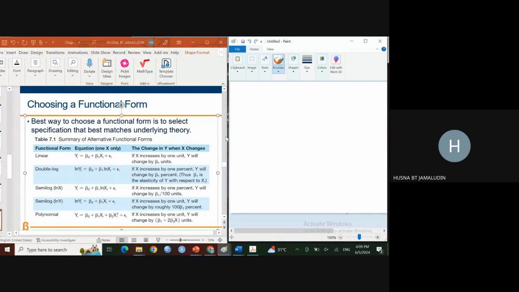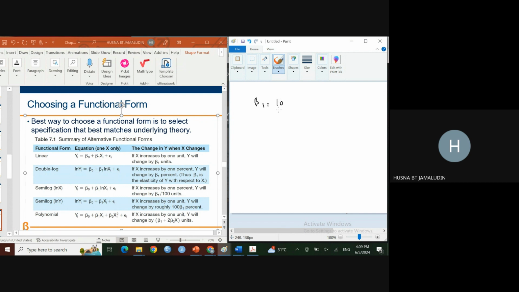So we are talking about semilog when your dependent is log y. So your beta 1 in this case equals, let's just assume the value of 10, the same thing. How do we want to interpret?